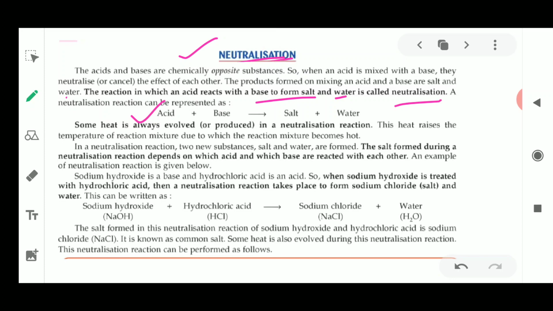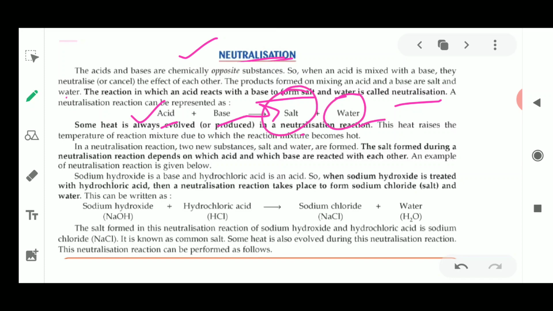This is done when we write the reactants first. We are taking the raw materials first, which are written on the left hand side, that is acid and base written as the reactants. Then after the reaction they are going to form some products. So these products are salt and water.